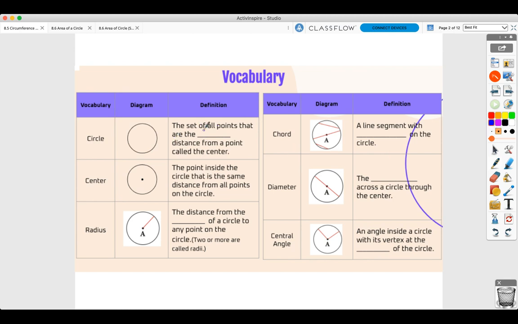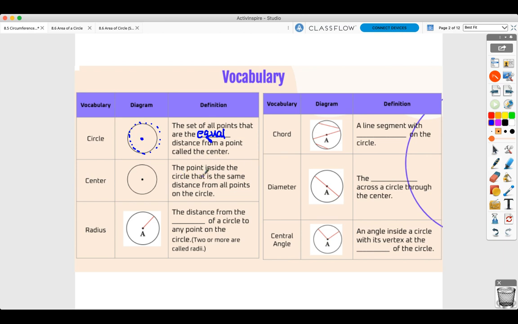A circle is a set of all points that are equal distance from a point called the center. So you have a center, and all of these points around the circle, which mine are not matching up properly, are of equal distance from the center. That's how a circle is formed. It's just an infinite number of points.